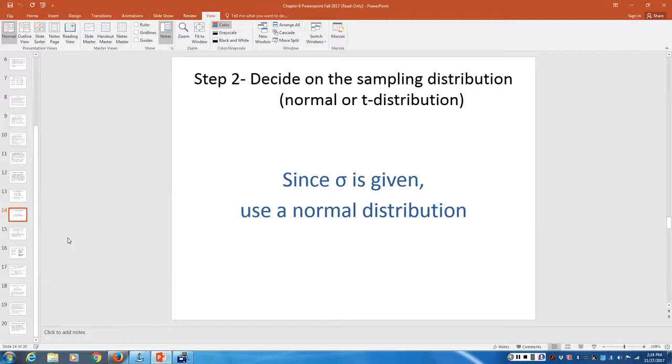Once you know it's Z or T, you look at the problem and say, do I know the value of sigma? Sigma was given. We'll use a Z distribution, which is the normal distribution.